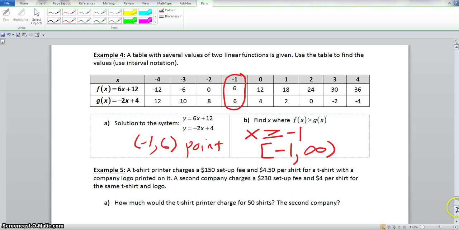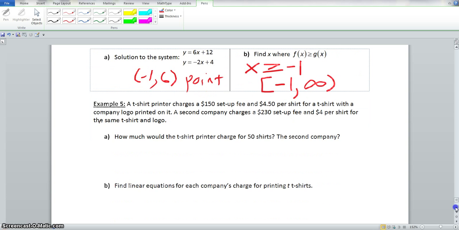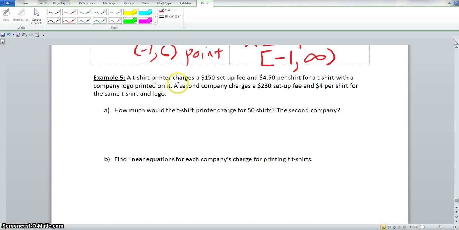Now, we scroll here to example 5. It says a t-shirt printer charges a $150 setup fee and $4.50 per shirt for a t-shirt with the company logo printed on it.